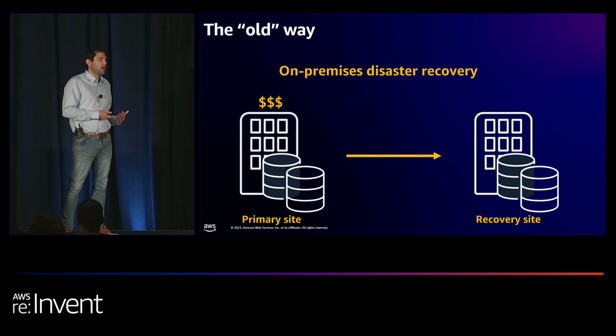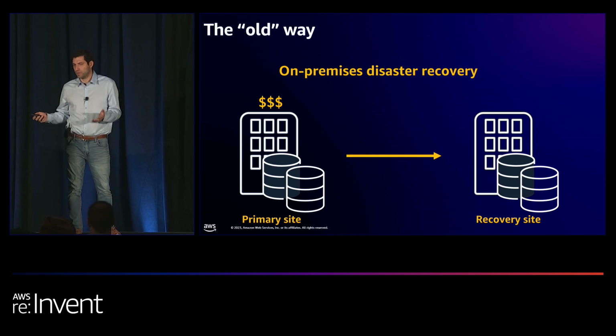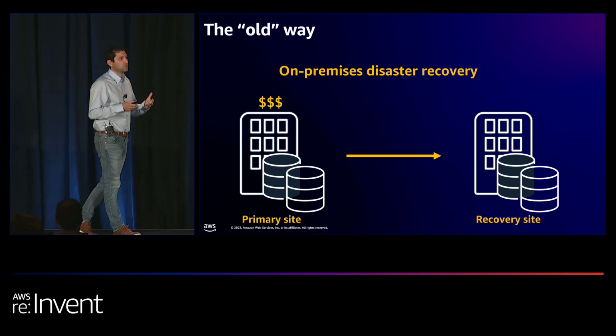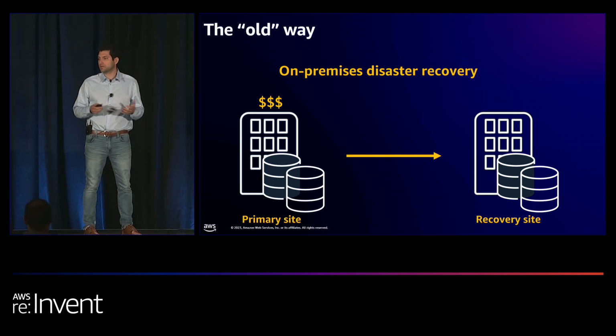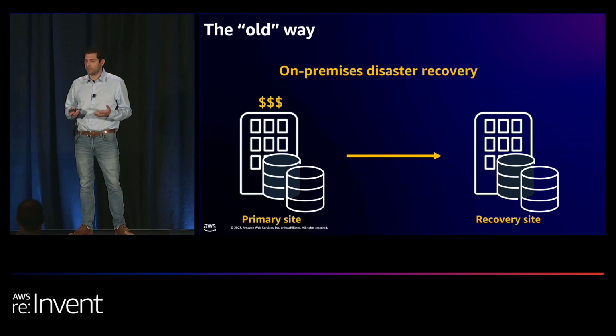Now, the common practice was to have a secondary recovery site on premises as well. So I'll need another data center, and I'll need to enable some form of replication between the two sites, at the storage level or the application level or both.